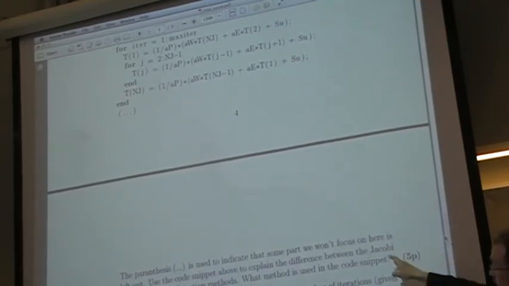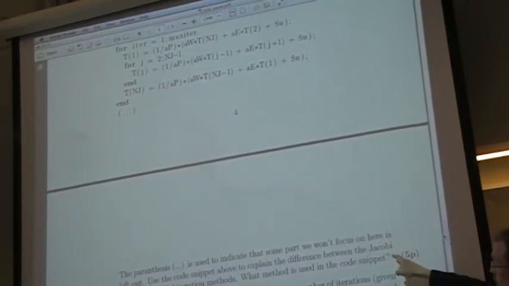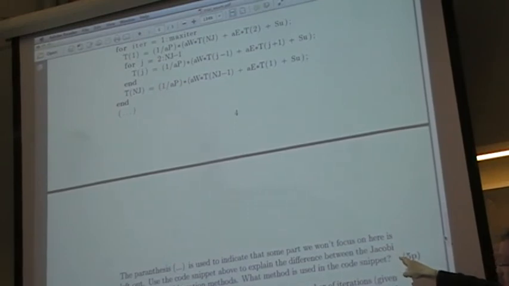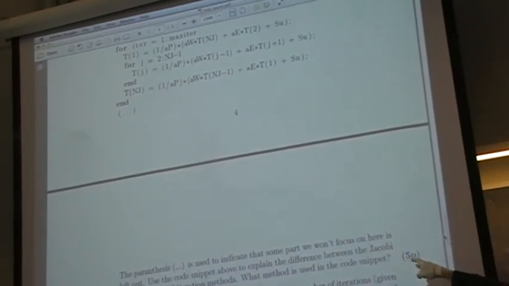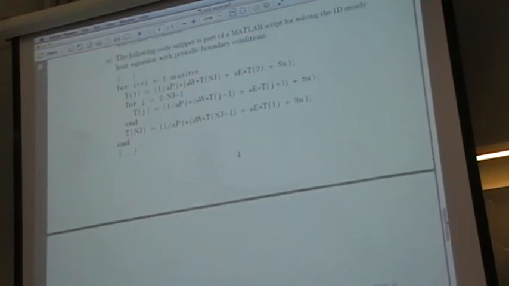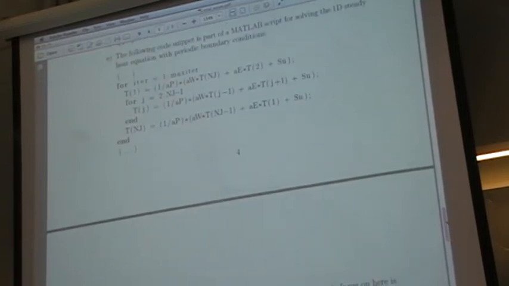And then it says the parenthesis is used to indicate some part we won't focus on here is left out. Use the code snippet to explain the difference between Jacobi and Gauss-Seidel. What method is used in the code snippet? So what method is used? What is your answer to that? Any suggestion?